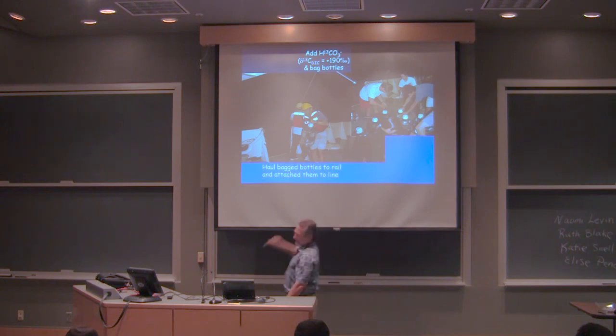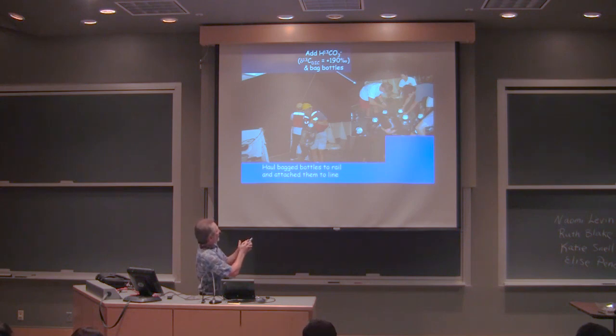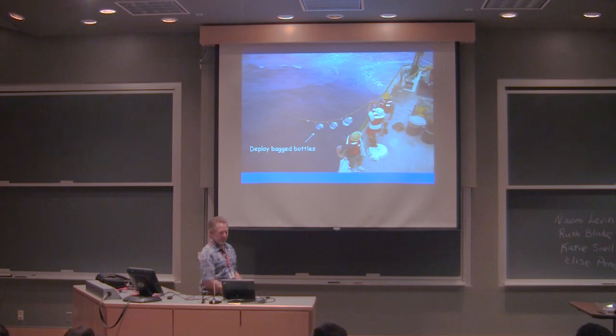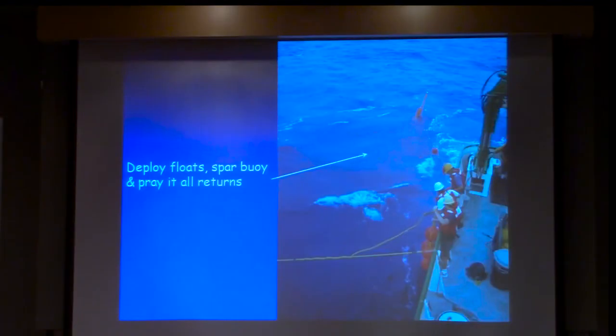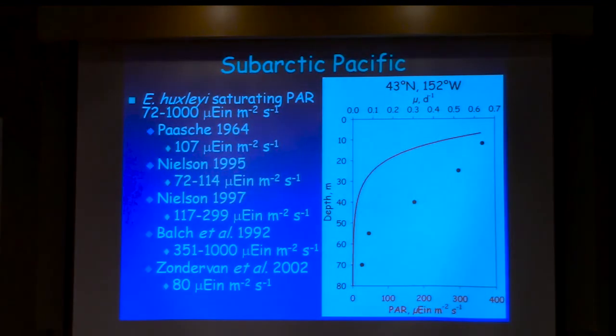So we collect those things. We add a little bit of 13C labeled bicarbonate and close them up. We put them in these bags here. They're made out of cargo net. And then we attach them to a line here and deploy the bottles. We deploy the floats and everything else, and then pray it all comes back 24 hours later.